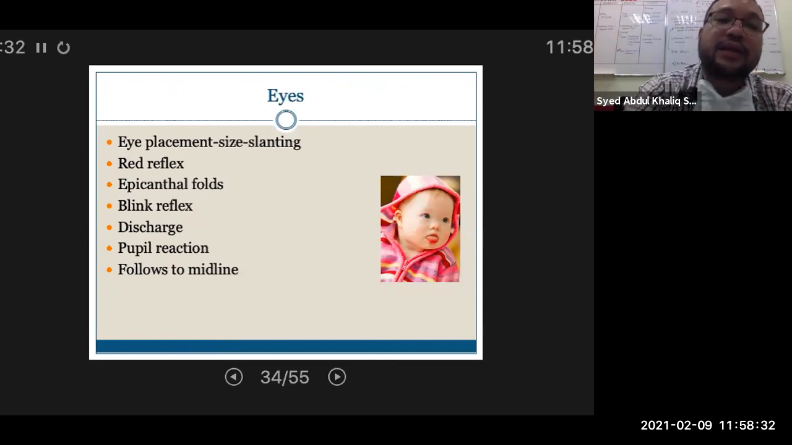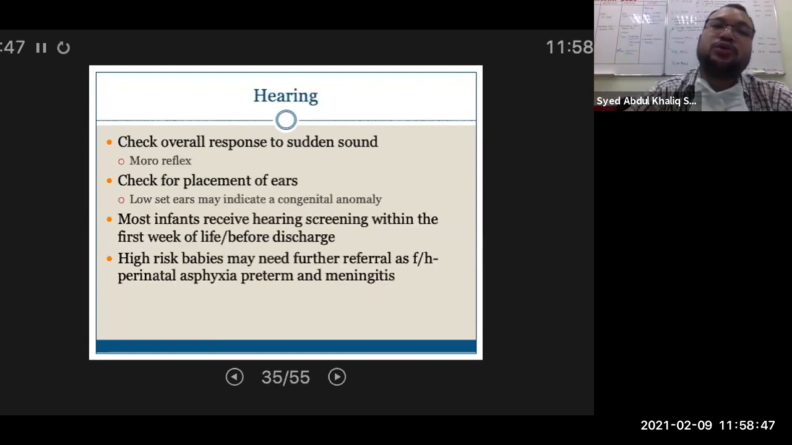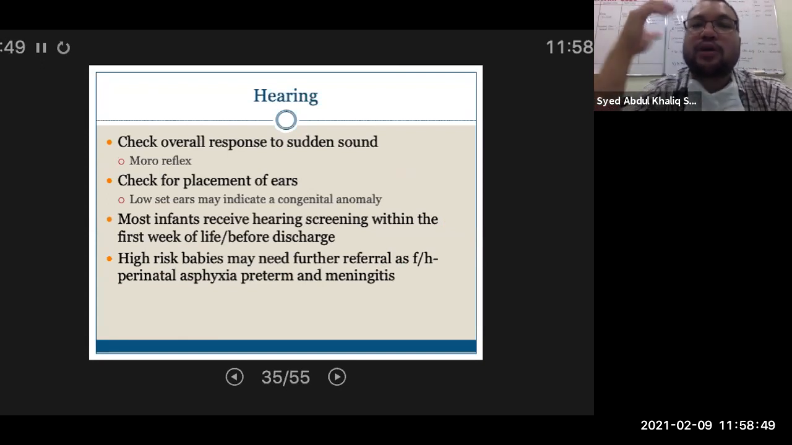Newborn babies can get retinoblastoma. Is there any, if you tap, glabella tap, is there any blinks, any discharges, pupillary reaction dia macam mana? Does the baby follows midline tak? Kan? So you look at the eyes. You check the hearing response. Kalau sudden sound, clap the hand, baby akan tunjuk moro.